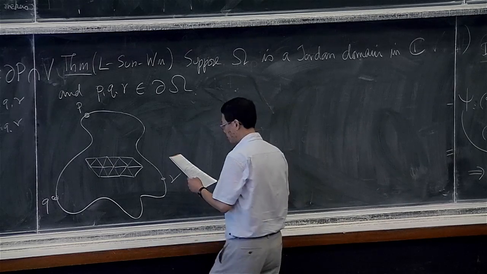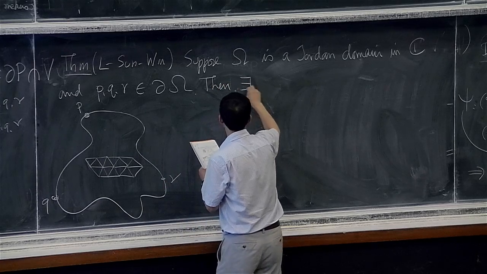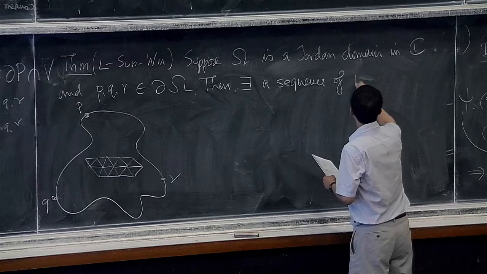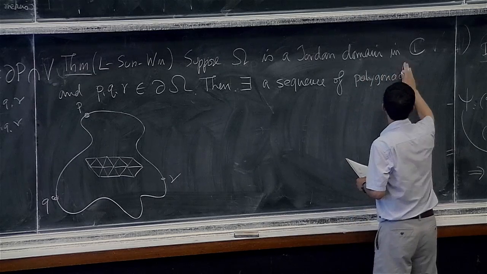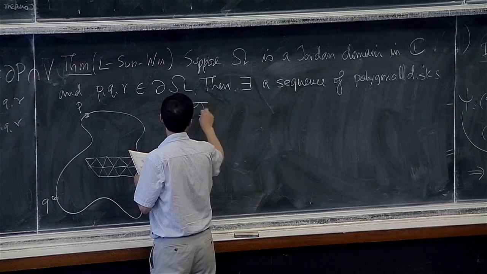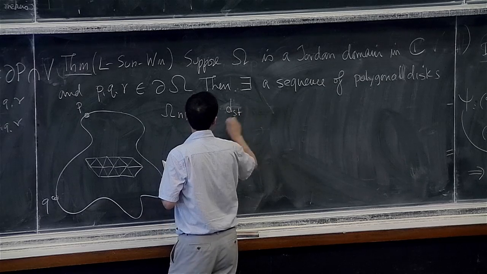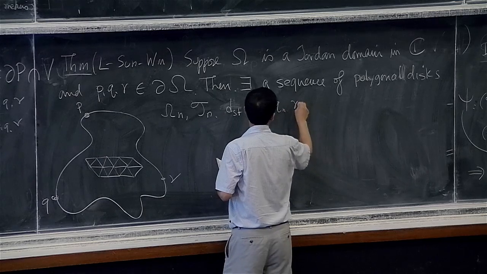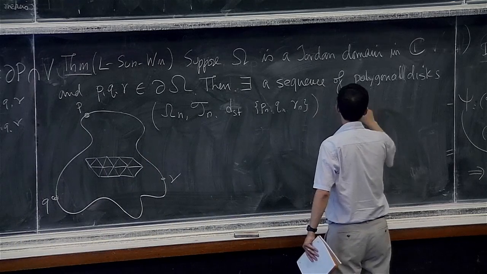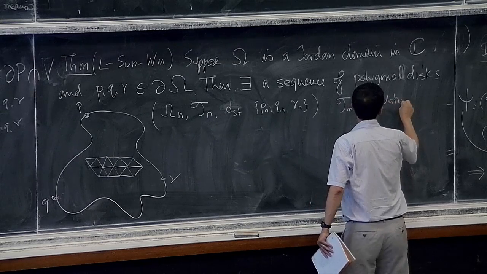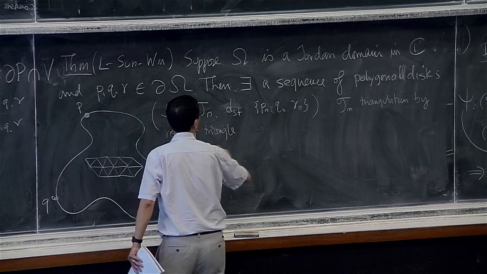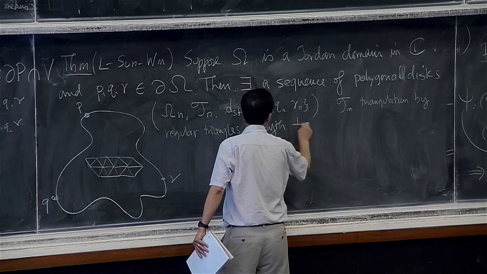Let me state it like this. Then there exists a sequence of polygonal disks omega n with a triangulation Tn in the standard Euclidean metric, where Tn is a triangulation by regular triangles of side length 1 over n.